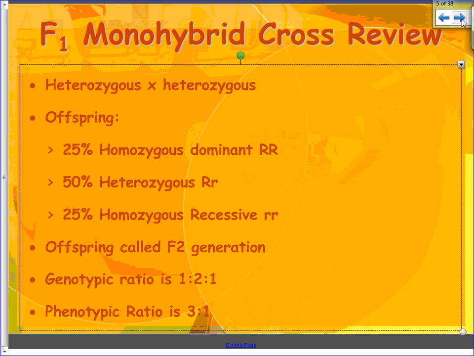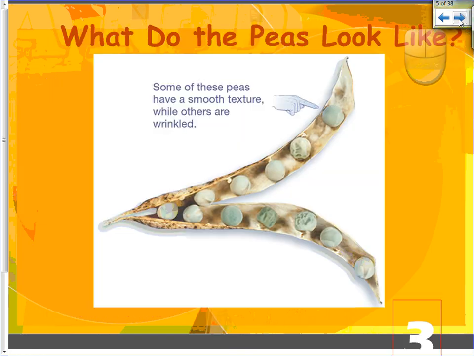Okay, again, quick review. When we cross heterozygous with heterozygous, we get 25% homozygous dominant, 50% heterozygous, 25% homozygous recessive. These offspring are called the F2 generation. The genotypic ratio is 1 to 2 to 1. The phenotypic ratio is 3 to 1.